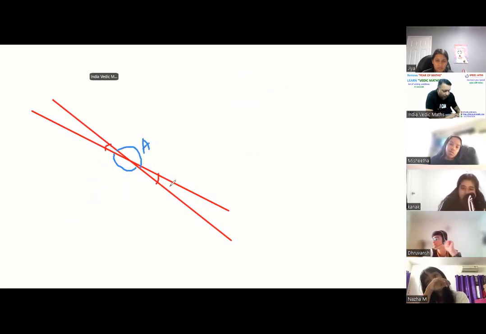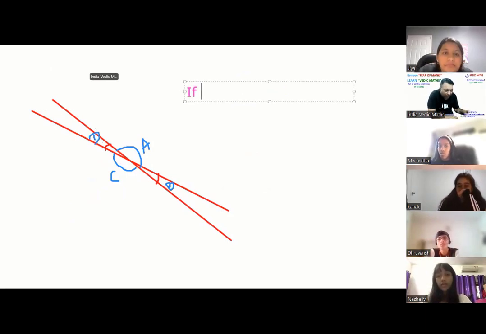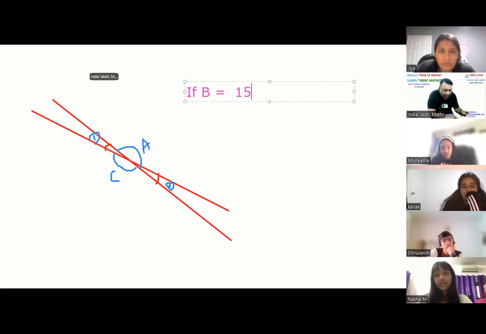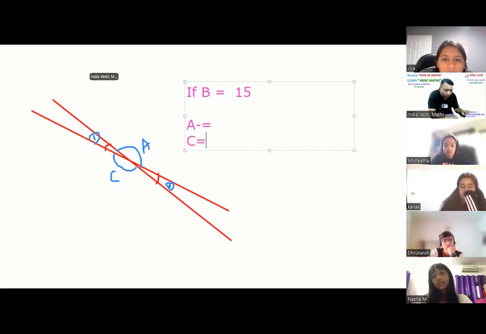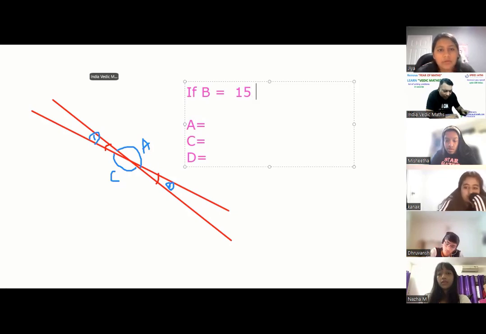Angle A, angle B. I'm making some weird names, numbers, okay? Tell everyone if angle B is 15 degree. Everybody write how much is A, how much is C, how much is B. Quickly, okay? I'll give you only 10 seconds. If B is 15 degree, how much are angle A, C, and B? Quickly, on chat. Let's see who does it correct. Very easy question.